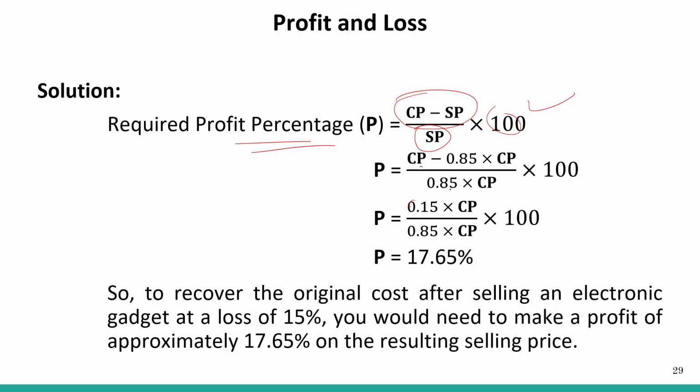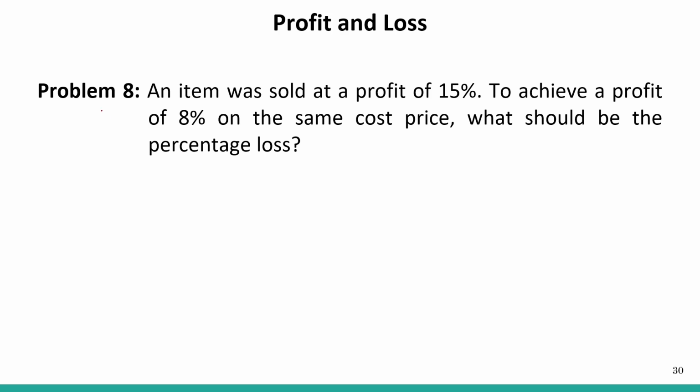So multiplying with this, what we are left with is 17.65%. Okay, so on the resulting selling price, 17.65% is the profit that we need to make to get the original price back. Okay, so let's see problem number 8.